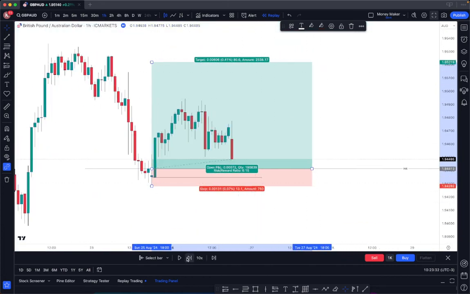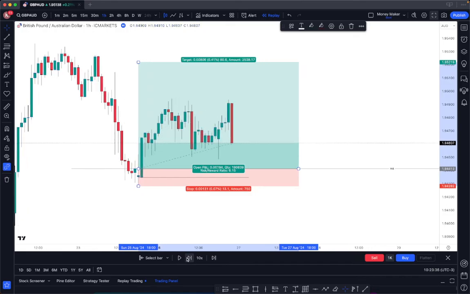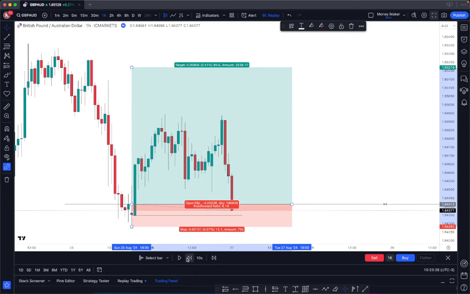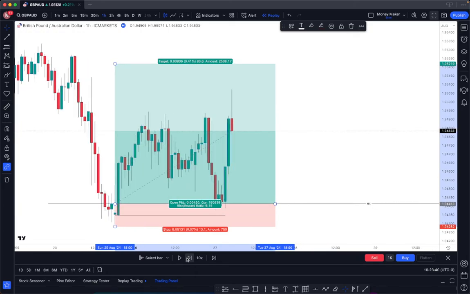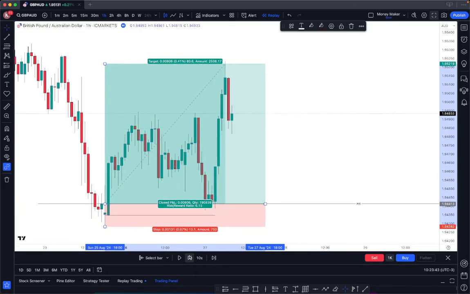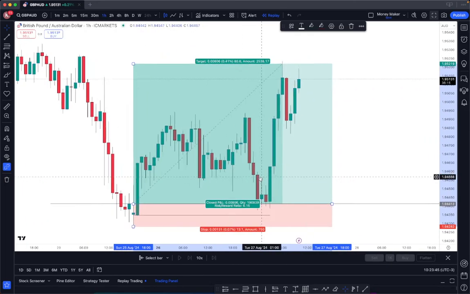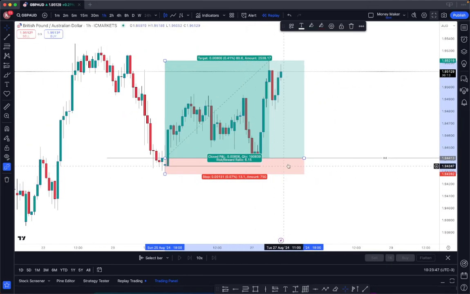And this was exactly the setup. This was the analysis I made the previous night, yesterday night. And I woke up this morning to see the trade activate and go straight to TP. So it kind of hurt me that I didn't take this trade, but it is what it is.